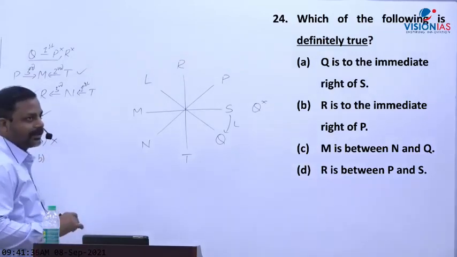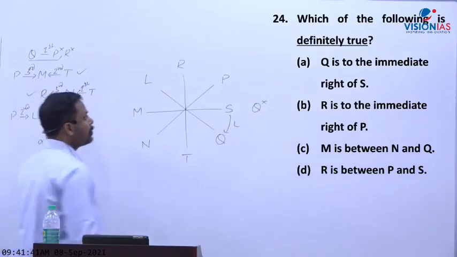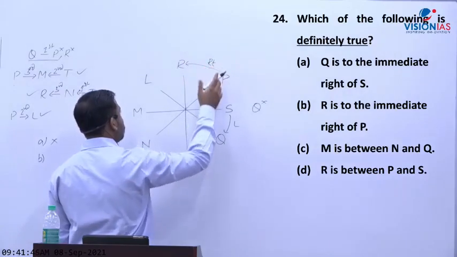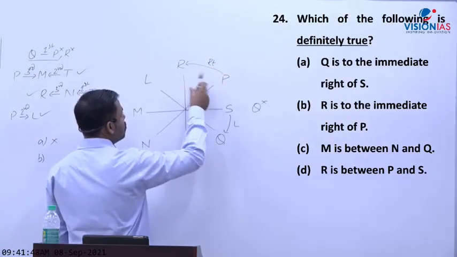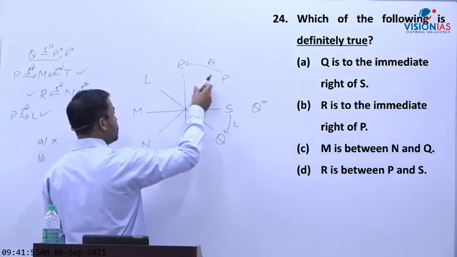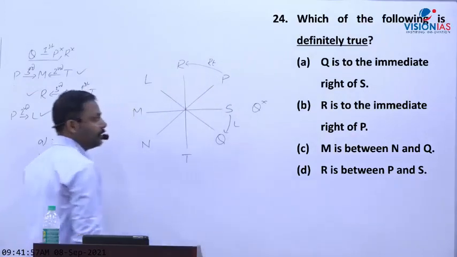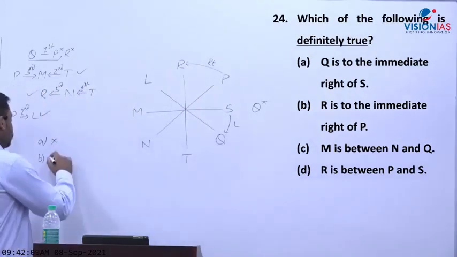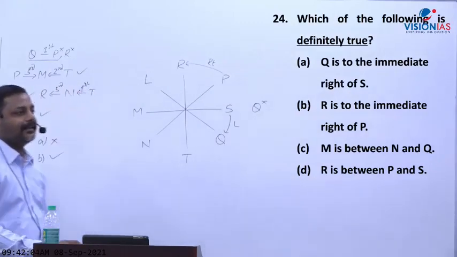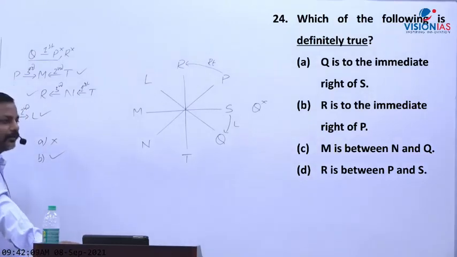Now come to the second option. R is to the immediate right of P. Yes, R is to the immediate right hand side of P. So from P, if we have to move on the right hand side, we have to go anti-clockwise. When we move anti-clockwise from P, the first person is R. It means option second is correct. Very good. And you can check the rest of the information also.